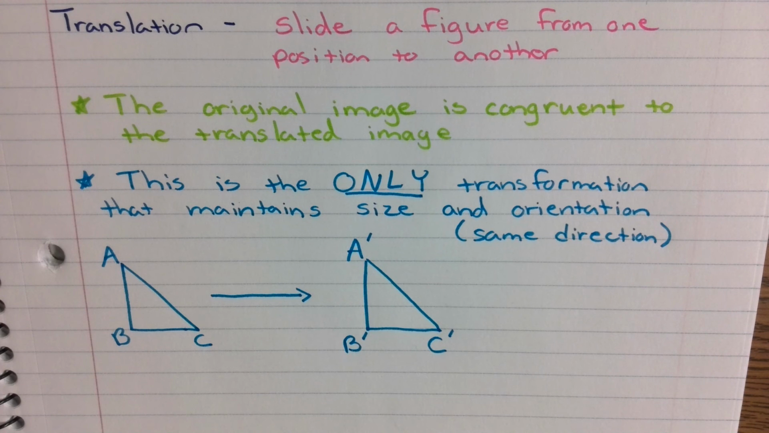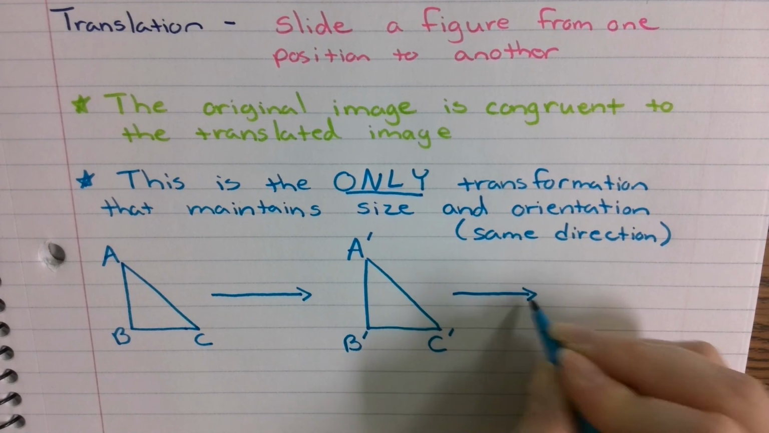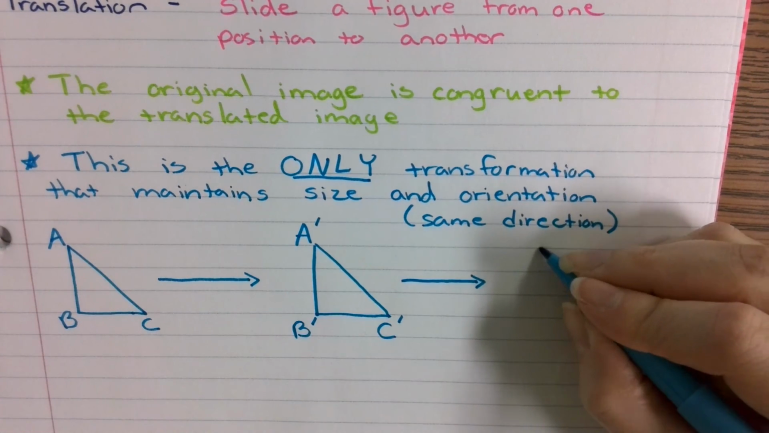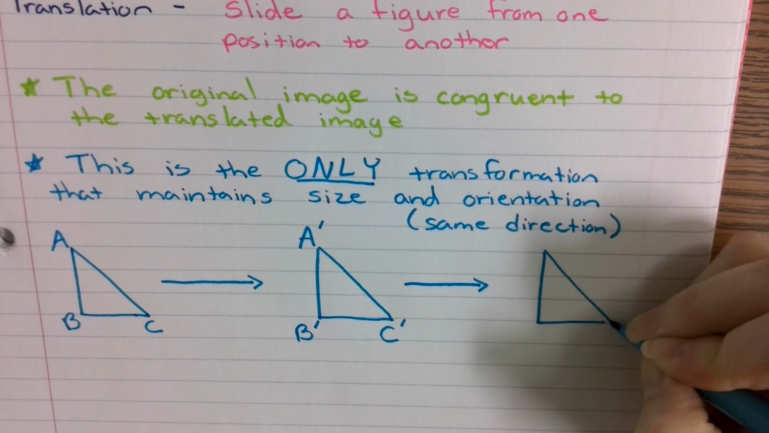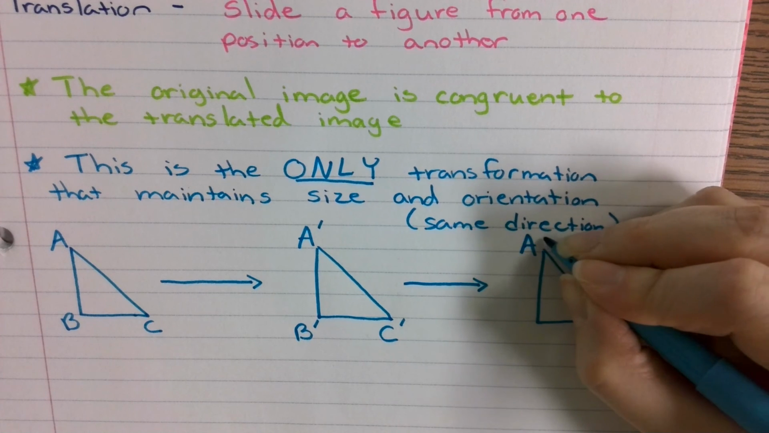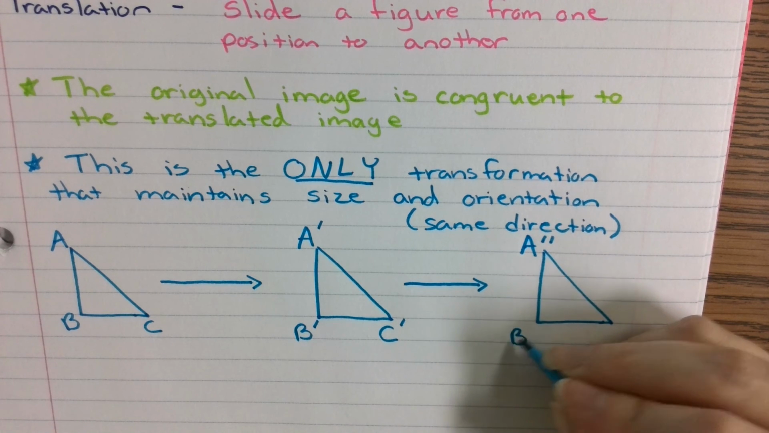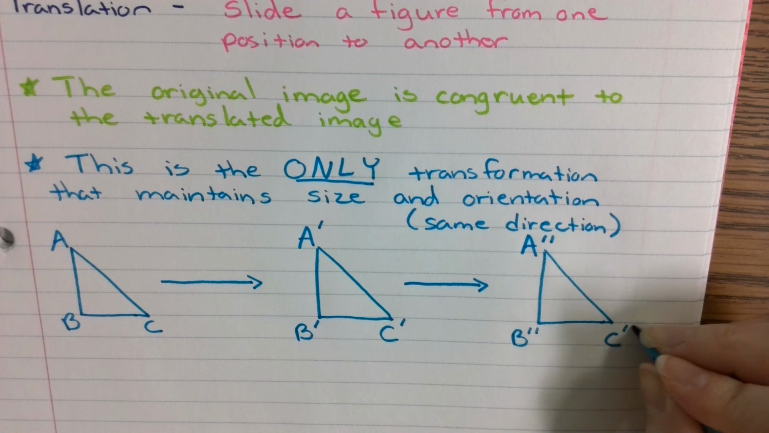That little apostrophe there is called a prime. Now, let's say I move it again. If I move it a second time, again, the shape is going to stay exactly the same size, same position, but now this is a double prime. I have to put 2 apostrophes. This would be B double prime. This would be C double prime.